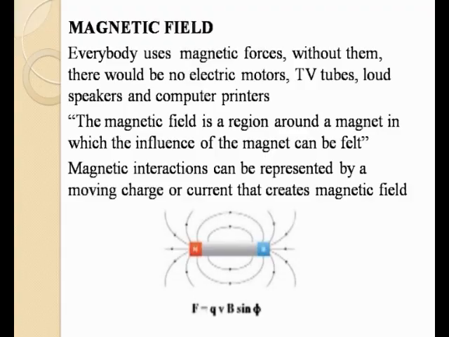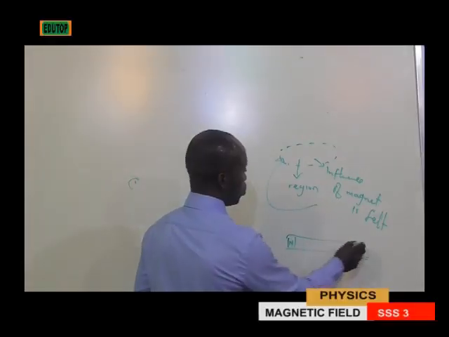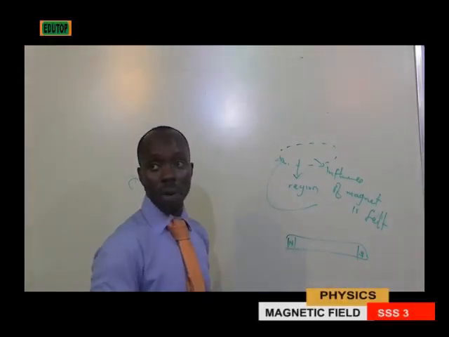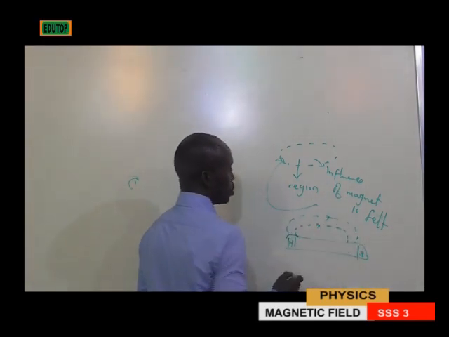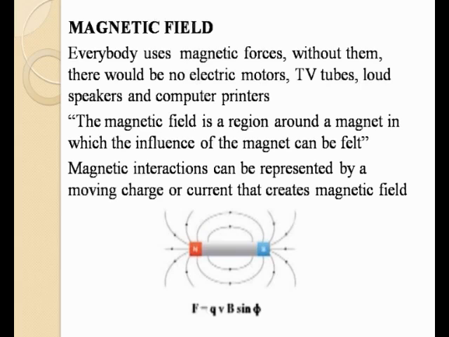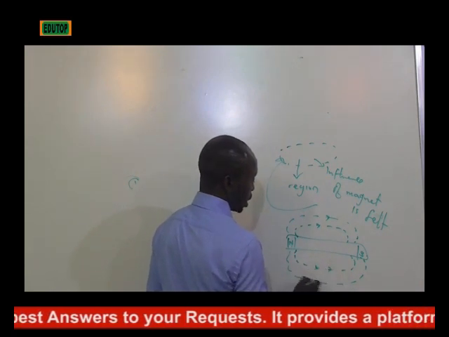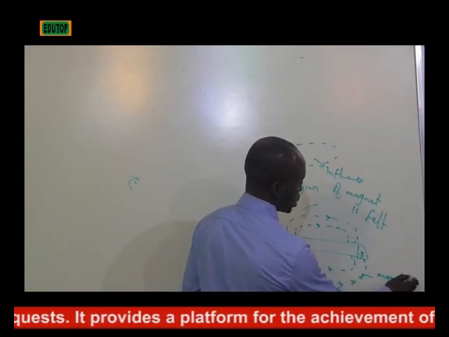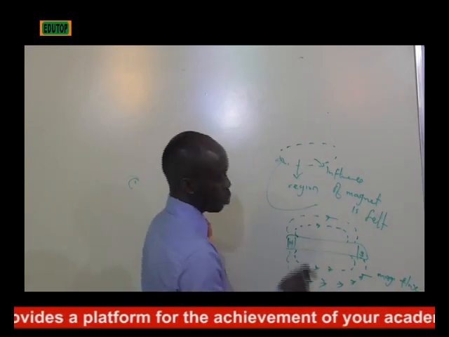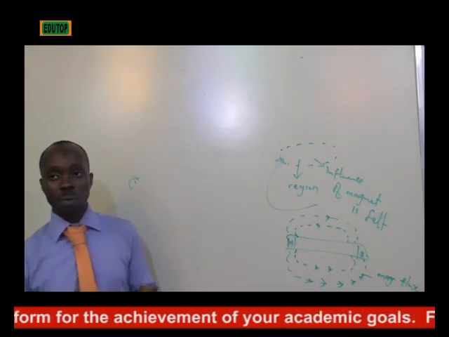Now magnetic interaction can be represented by using a moving charge or a current that creates a magnetic field. Now if you look at our diagram, you realize that we have something like this. A north pole and a south pole. This is a magnet itself. Now we have some flowing waves. It's actually invisible. Those flowing waves explain the direction in which an object is being attracted. You understand? Those flowing waves are called magnetic flux. So those waves exist each time a magnet is super active.